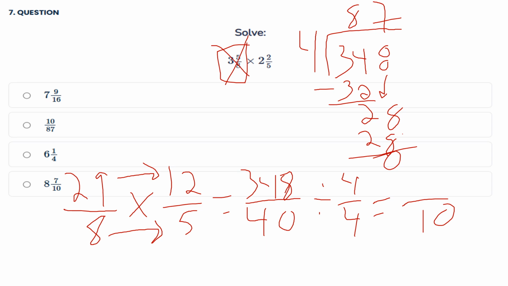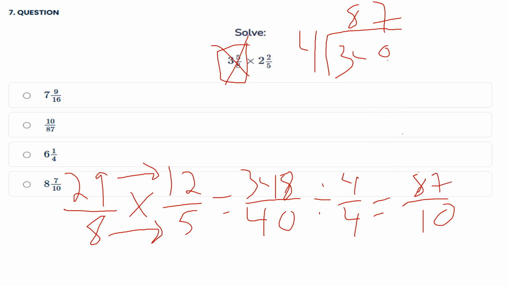All right, so we know that 4 goes into 348 87 times. Now that is broken down to the simplest form because there's not one common number that can go into 87 and 10. All right, so our answer has to be a mixed number. So let's turn this improper fraction 87 over 10 into a mixed number.